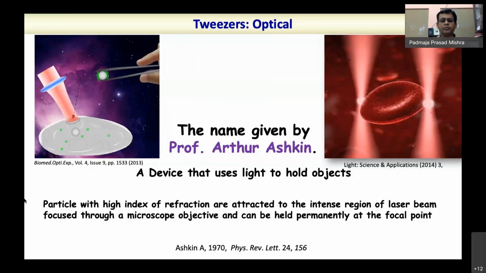The first time Professor Arthur Ashkin reported this radiative force, or the force exerted by radiation pressure, was in 1970, where he published this paper in Physical Review Letters.